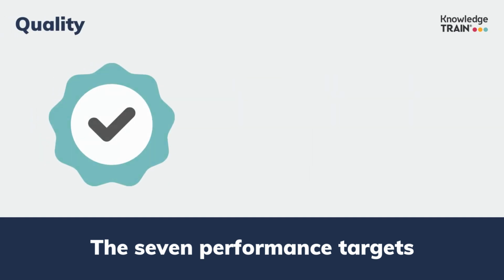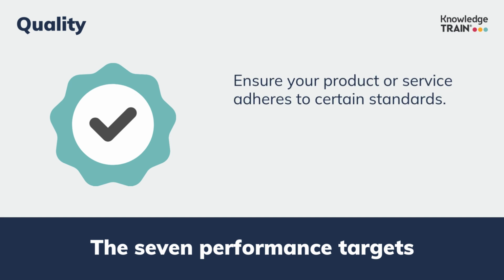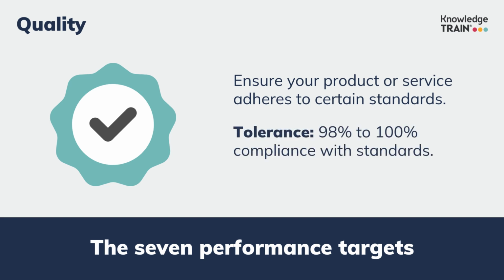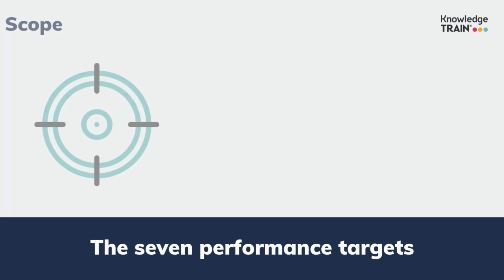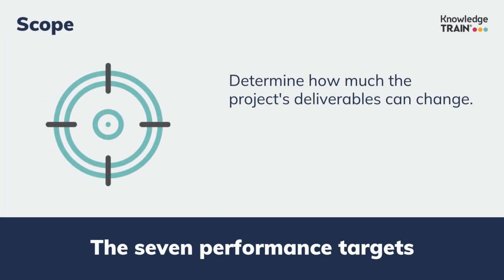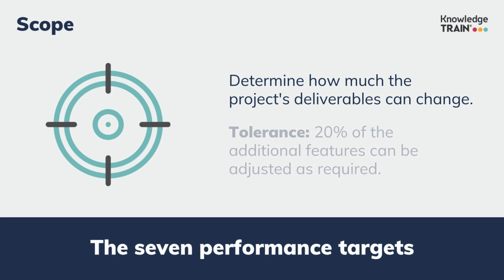For quality, it's important to ensure your product or service meets certain standards, but a small variation can be acceptable. For example, maintaining 98 to 100% compliance with those standards provides some flexibility. For scope, you're determining how much the project's deliverables can change. You might insist on all core features being included, but allow some flexibility, like 20% of the additional features can be adjusted as required.